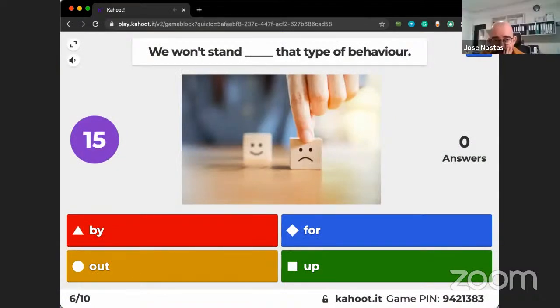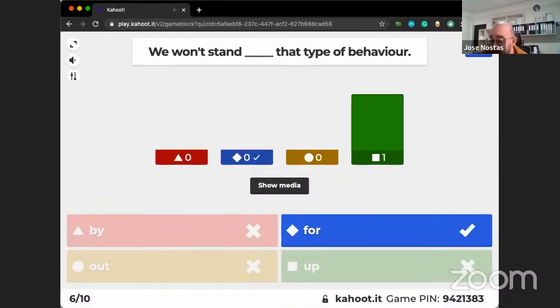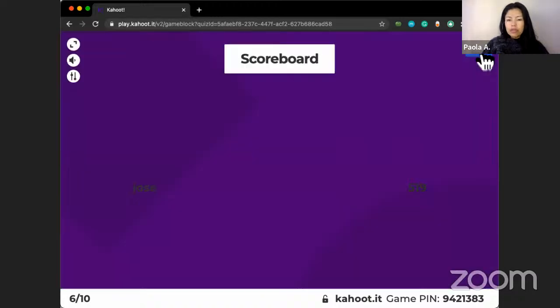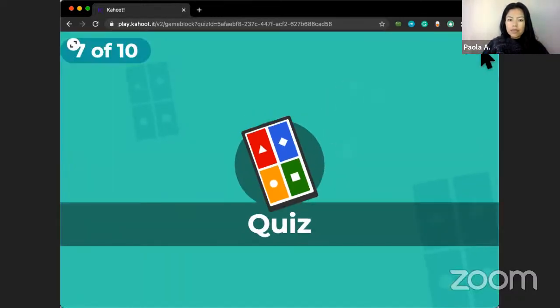We won't stand for that type of behavior. We won't stand for that type of behavior. Stand for, so it's the same logic, no? We want to stand for, like they won't support that bad behavior. They won't support. Yes, support. Next.